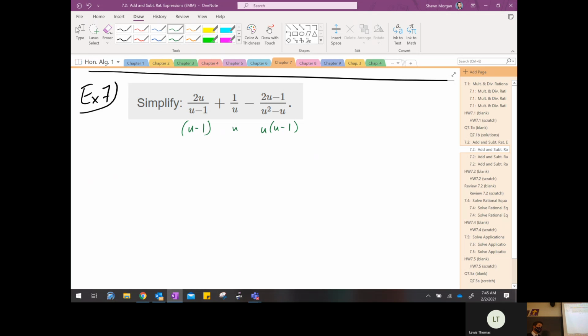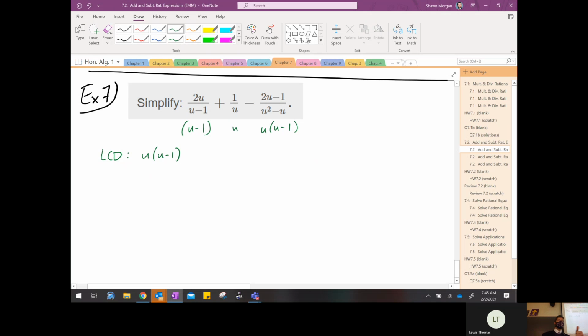So now I'm going to go ahead and write out my LCD since I know that's a good step to do. My LCD is going to contain each new factor raised to the highest power. And then I'm going to multiply each of those. So the LCD is going to be u, quantity, u minus 1. Which of those 3 fractions is already set up good to go for us? The last one.